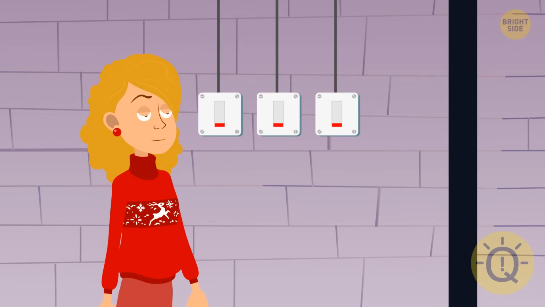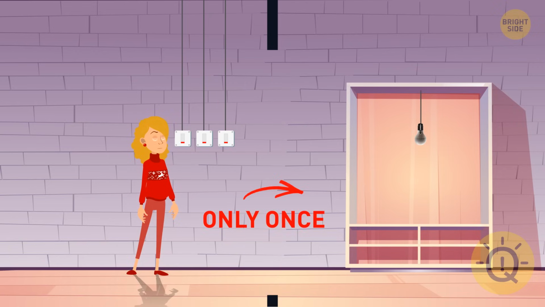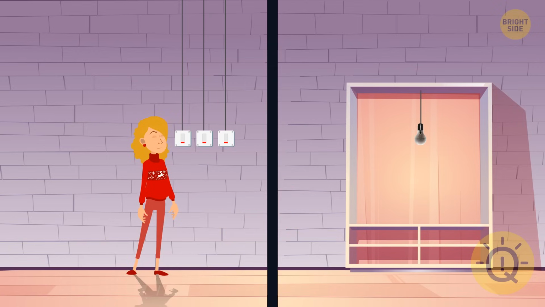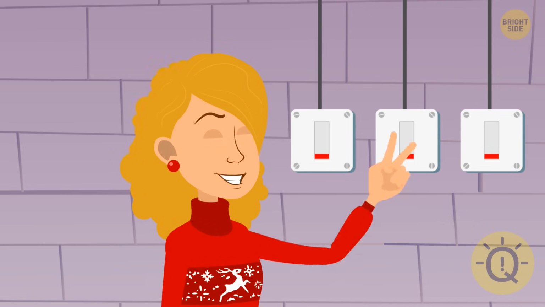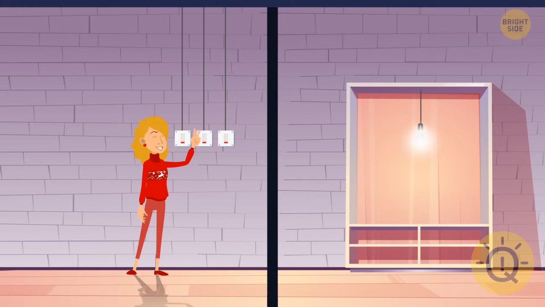She could flip the switches in whatever way she wanted, but once she opened the door, she couldn't touch the switches anymore. After some minutes of thinking, she was able to get it right. How did Carol do it?